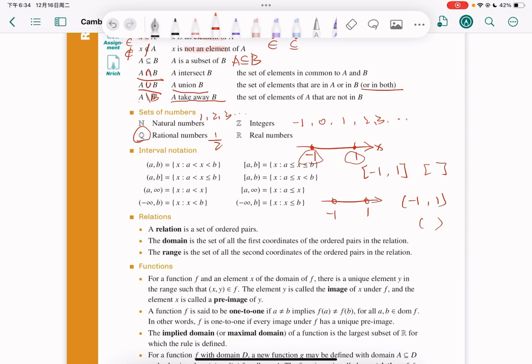Okay, so for infinity, it's very special. We do not use infinity for square brackets. We often use it as round brackets.